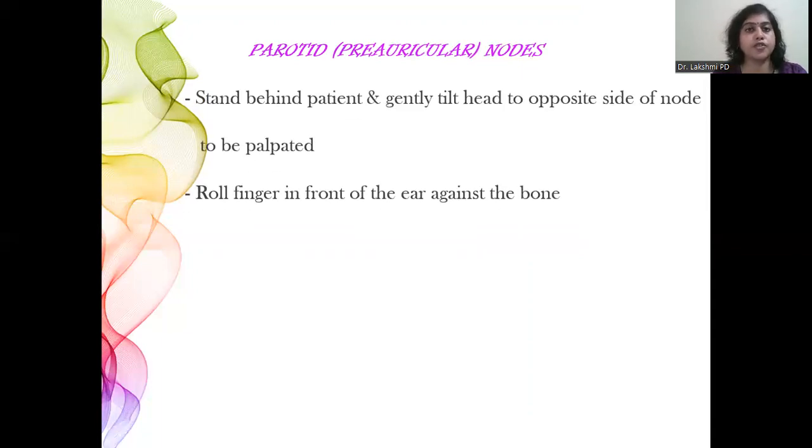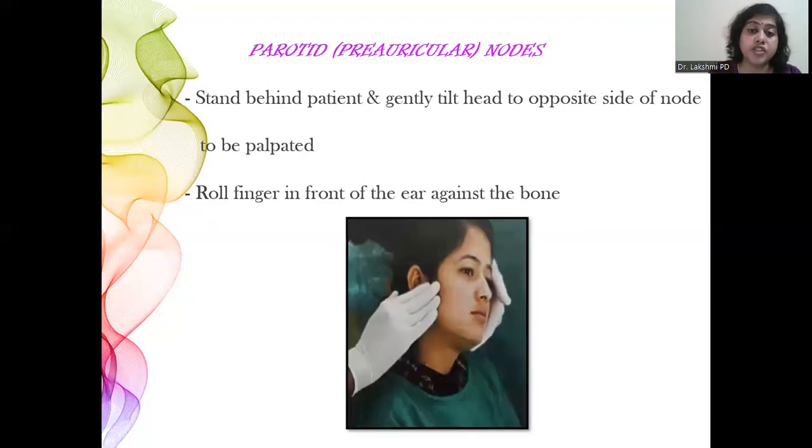So here the examiner is supposed to be standing right behind the patient, and you should gently tilt the head to the opposite side of the node being palpated. So keep in mind, in your submandibular, you're supposed to be asking the patient to tilt their head to the side that is being palpated. And in parotid lymph nodes or your preauricular lymph nodes, you should ask the patient to tilt the head to the opposite side that you want to palpate. So if you want to palpate my right preauricular lymph nodes, you should ask me to tilt the head towards the left side and gently roll the finger in front of the ear, especially against the bone.